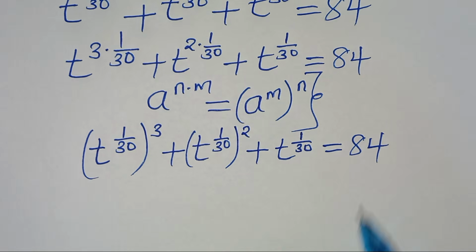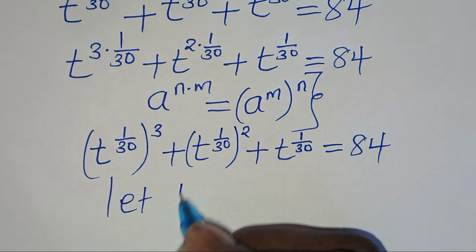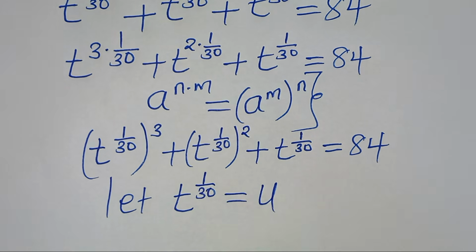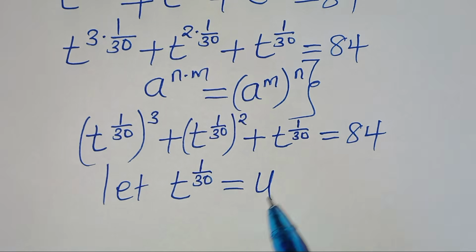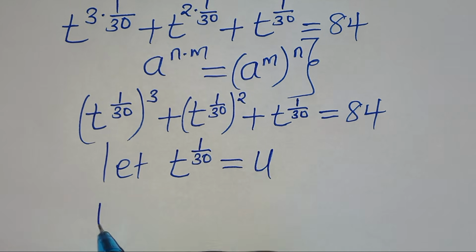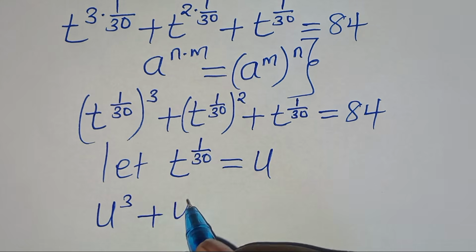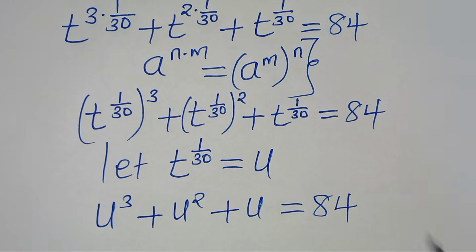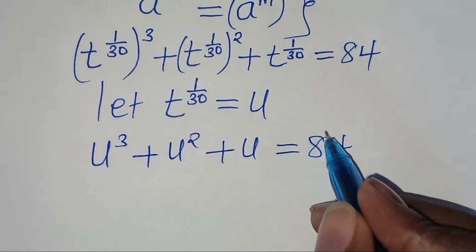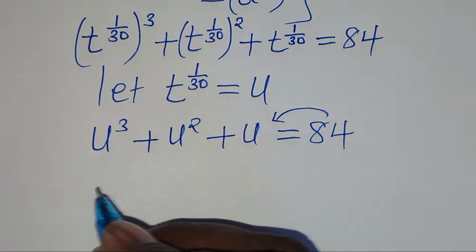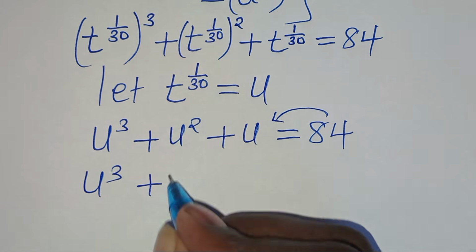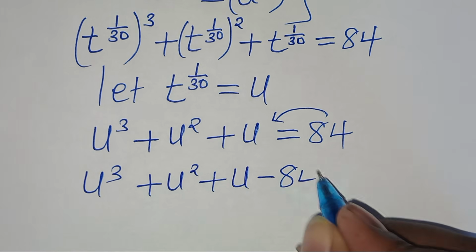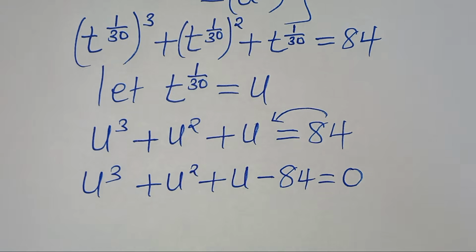The next step from here, we can let t raised to the power of 1 over 30 be equal to u. So let us express this equation in terms of u. So we have u to the power of 3 plus u to the power of 2, then plus u. This is equal to 84. So let's take 84 on the left hand side, so that we have u to the power of 3 plus u to the power of 2 plus u minus 84. This is equal to 0.